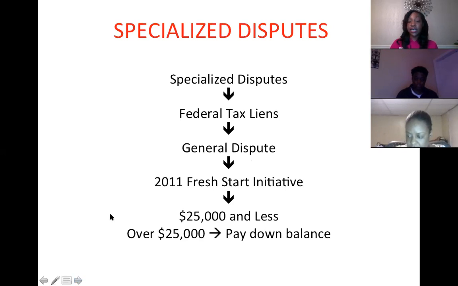For federal tax liens, you probably know this, Julia, but you want to do a general dispute, and then you want to notify the client to look into the Fresh Start initiative. A lot of places have that program if it's $25,000 or less. Okay, all they do is apply, and they'll come back with a letter saying that they've been approved, and they will help with that being vacated from your credit report. Okay, so if you get approved, if it's less than $25,000, they can apply for that program in their state.